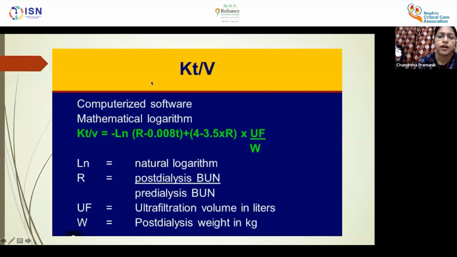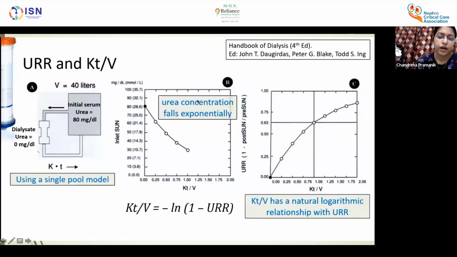There is another logarithmic formula of KT by V also, which considers the post-dialysis and pre-dialysis BUN, and also ultrafiltration volume in liters and post-dialysis weight in kg. So this can also be another form of calculation for KT by V. Now, if we see the comparison of KT by V with urea reduction ratio, with the increase in KT by V, we'll find that there is an exponential fall in urea concentration, which establishes the logarithmic relationship of KT by V with urea reduction ratio.